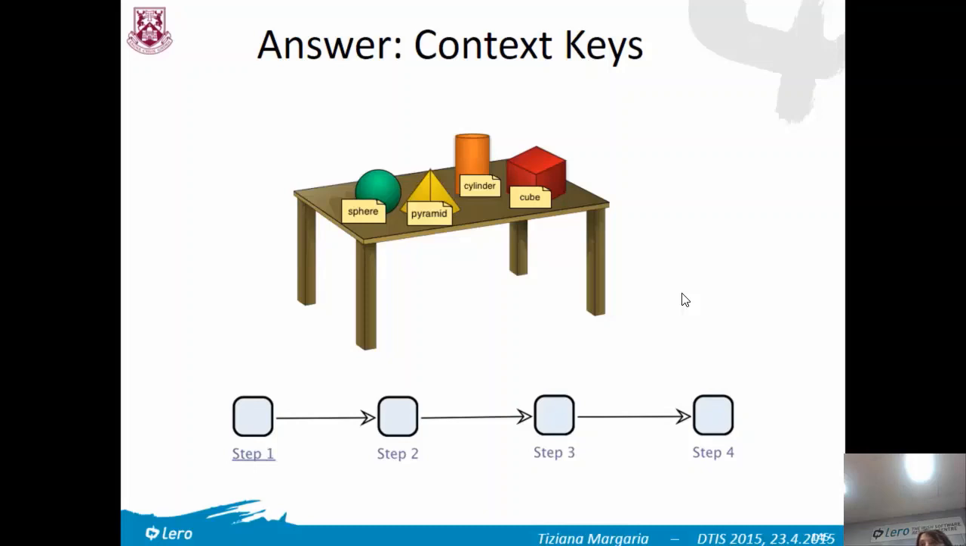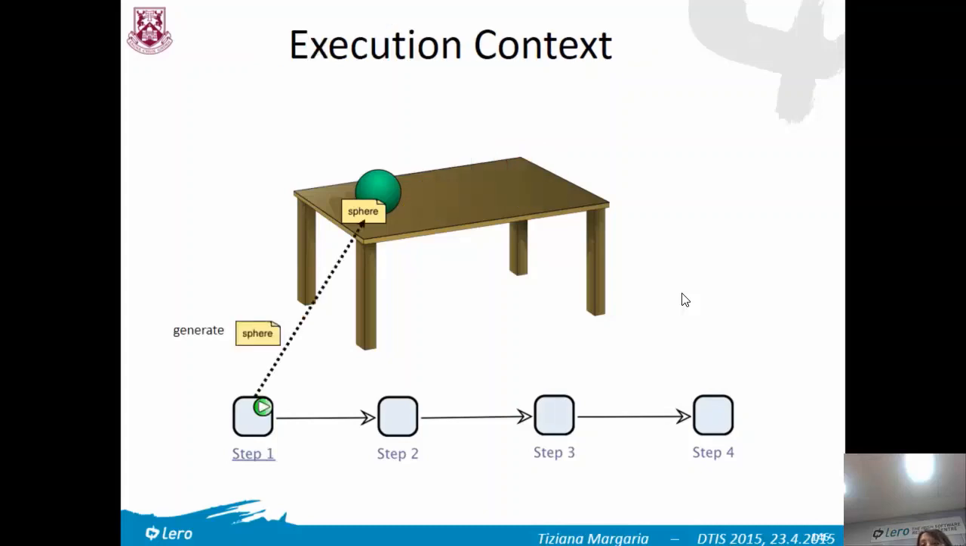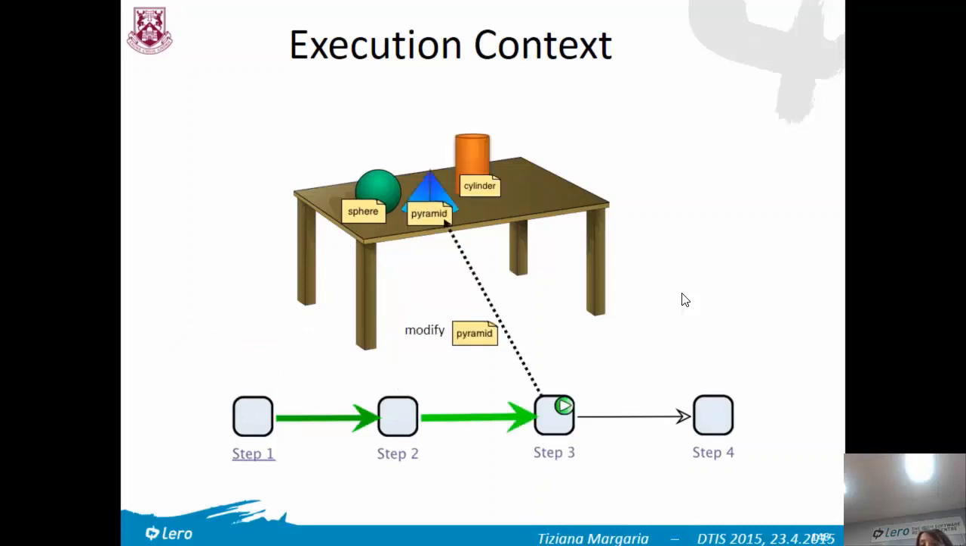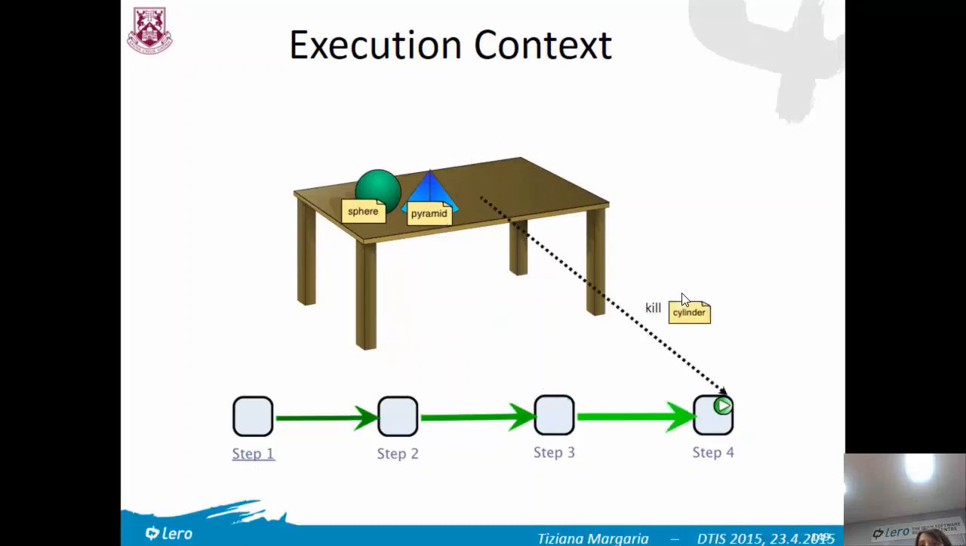And the way it works is that basically we use the types and some properties to identify exactly which elements are needed. So this generates a sphere, this one uses the sphere, this one modifies the pyramid and creates the cylinder, and this one kills the cylinder. So generate, use, modify, and kill are basically the 4 operations that you can have. It is like the CRUD operations: create, read, update, and delete.